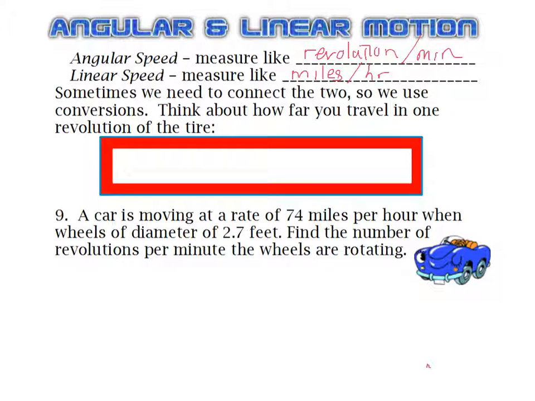Well, it's going to be whatever that distance around the tire is, that arc length. Well, that arc length, when you're talking all the way around the tire, is actually the circumference of your tire. So in this box, this is the big conversion that's going to be new for us. One revolution of your tire is equal to the circumference of your tire.